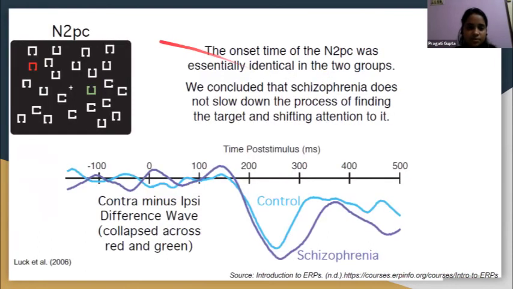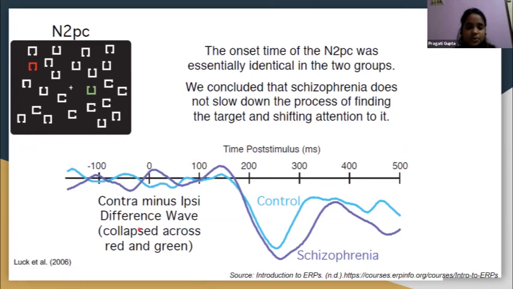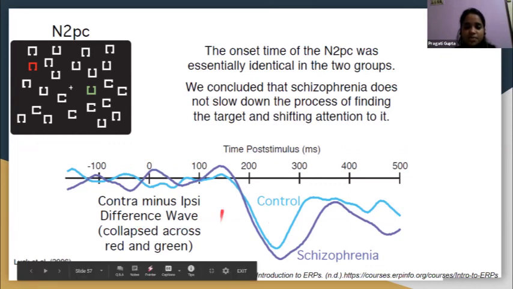And in which areas is the person fine? For example, N2PC. People with schizophrenia have a similar configuration to controls in N2PC in terms of covert shifting of attention. This is the contralateral minus ipsilateral difference waveform, and we can see a similar orientation.